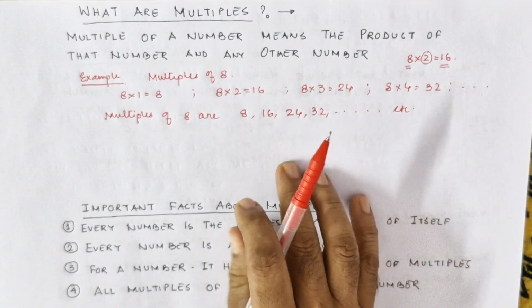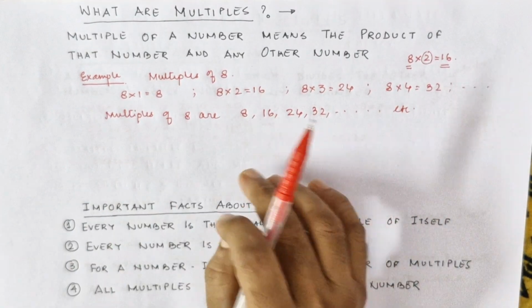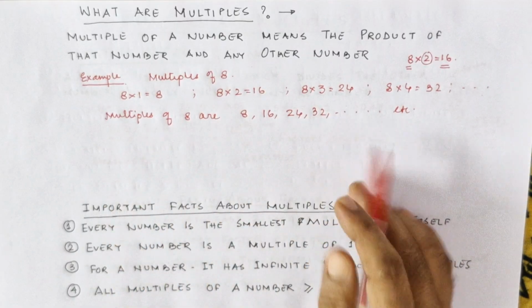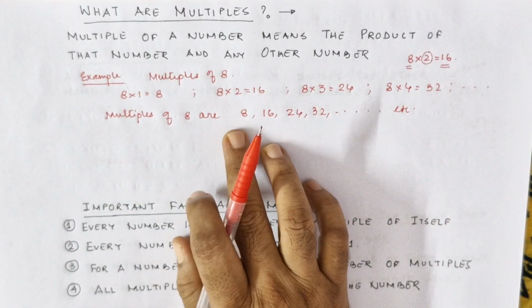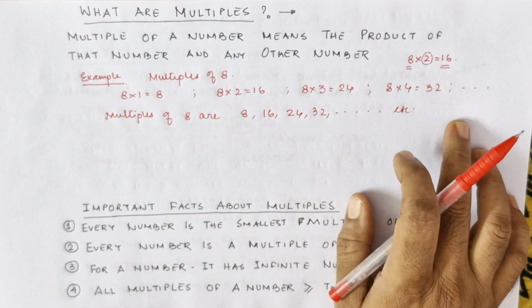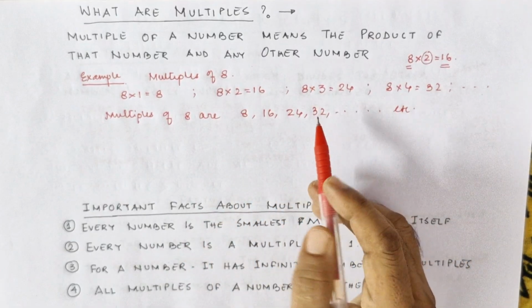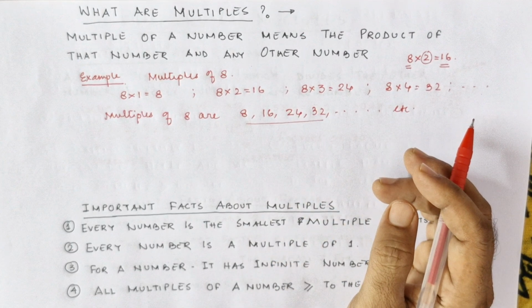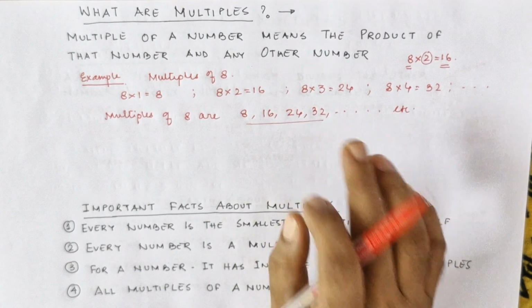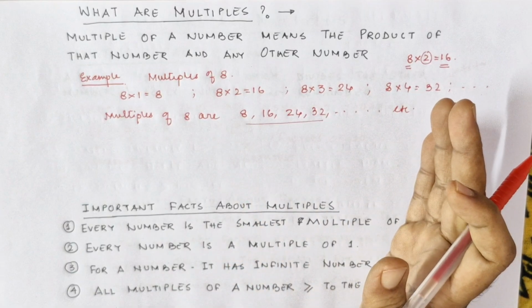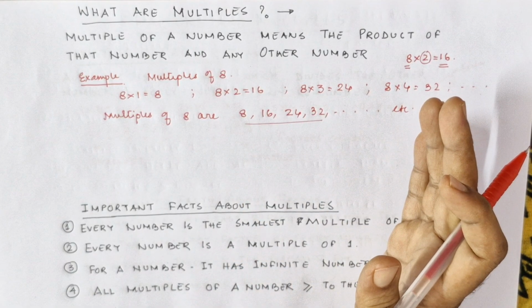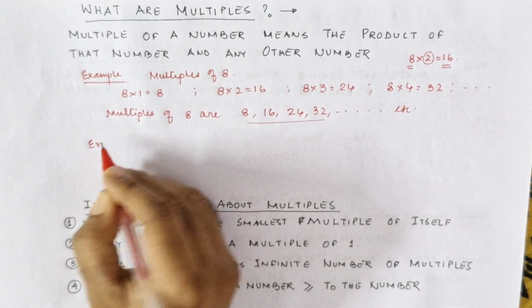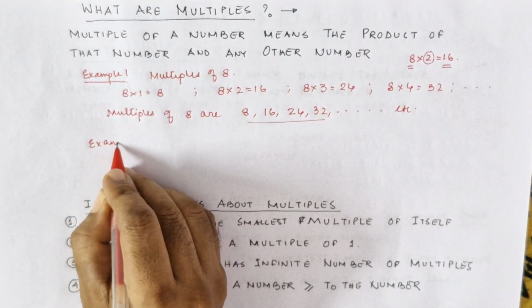But obviously when you get a question on multiples, the question will be specific. It is evident that multiples are infinite. So the teacher will ask you to find out the first 4 multiples or maybe the first 5 multiples of a number. So you will know from where to where you have to go to find out the multiples of a number. Got it? So this is example 1, let's take another example.